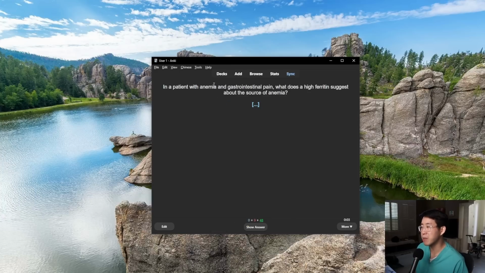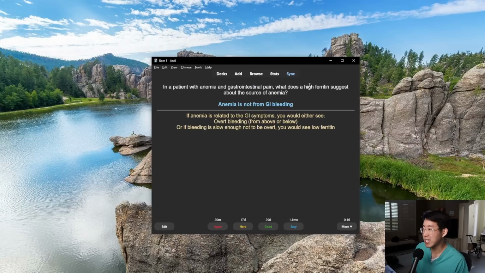In a patient with anemia and gastrointestinal pain, what does a high ferritin suggest about the source of anemia? So you have some concern for GI bleeding, they've got some GI pain, they're anemic. Well, if their ferritin is high, then that suggests that the anemia is not related to GI bleeding. This is because if GI bleeding is causing anemia, you would either see overt bleeding, that's just very obvious, or if the bleeding is slow enough to not be overt, you would see low ferritin, because this would be like a chronic process. So high ferritin is reassuring against a GI bleed.